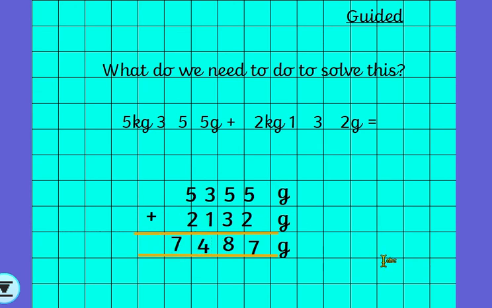Because we now need to think about converting it back. So remember, your 1,000th figure just becomes your kilograms. So that will be 7 kg with 487 grams. Okay, my lovelies. So that would be how you would solve gold.